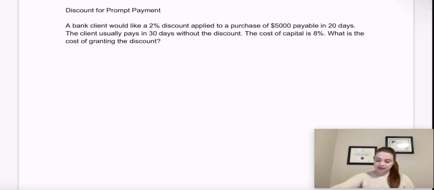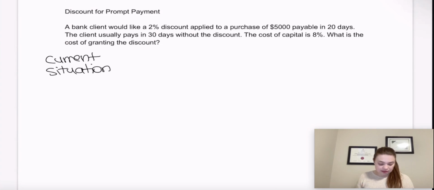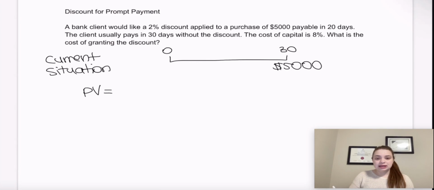Okay, so first let's talk about the current situation. The current situation is that there is a bank client who is going to pay in 30 days. So in 30 days, this person is going to be paying $5,000, right? Because it says the client usually pays in 30 days without any discount. So what we're going to do then is find the present value. The present value for simple interest is future value over 1 plus in, like that.